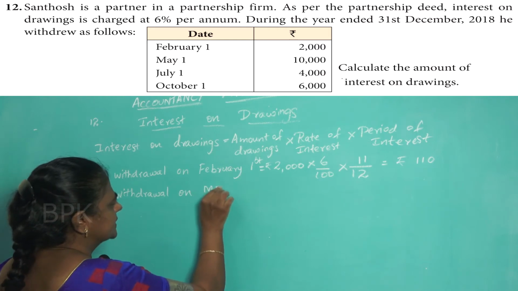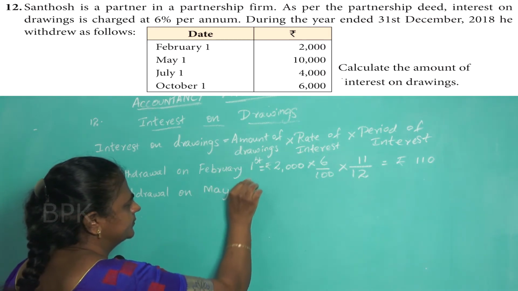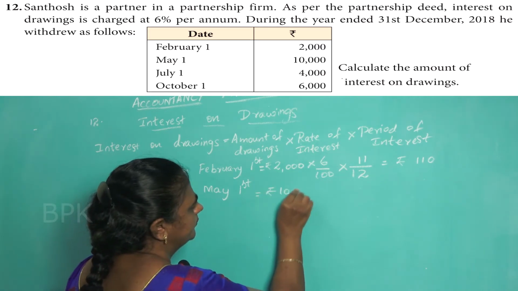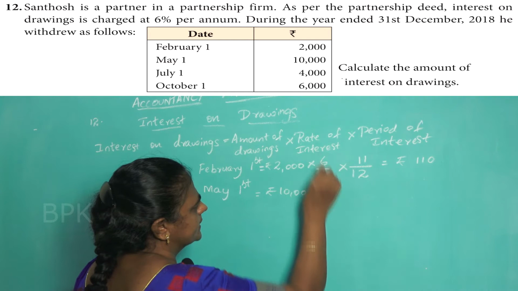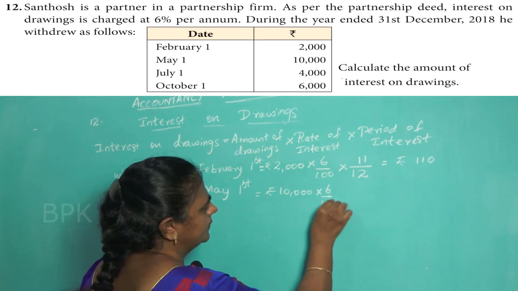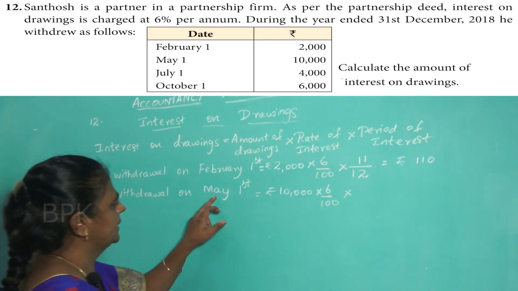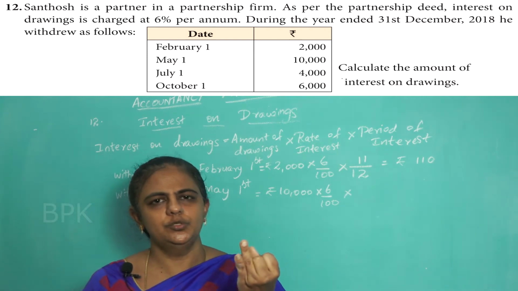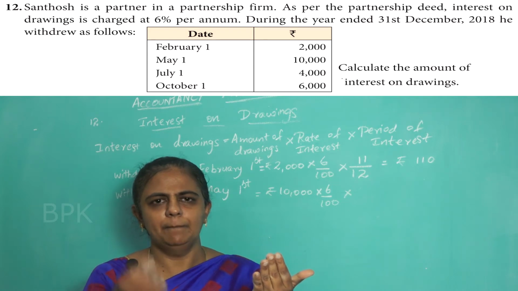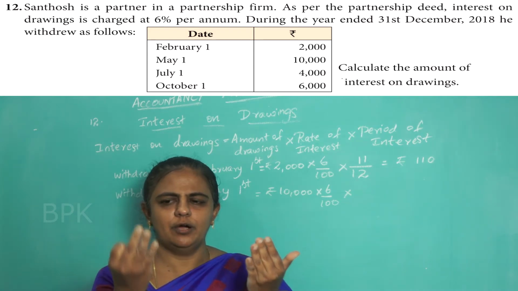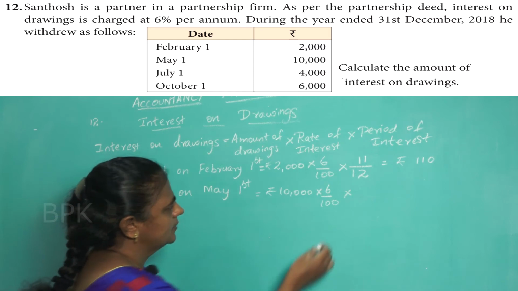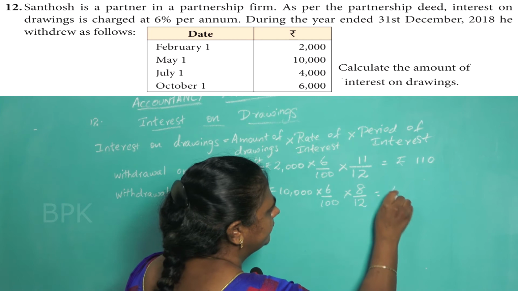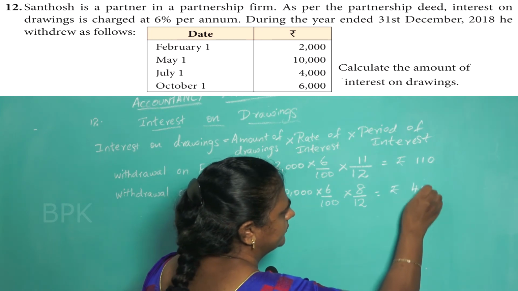Next, withdrawal on May 1st. How many rupees is he withdrawing? 10,000. Rate of interest 6%, 6 by 100. Again, you calculate how many months. May 1st to December: May, June, July, August, September, October, November, December. So how many months are there? 8 months. So 8 by 12. That will give you 400.